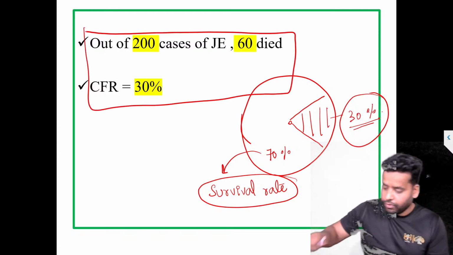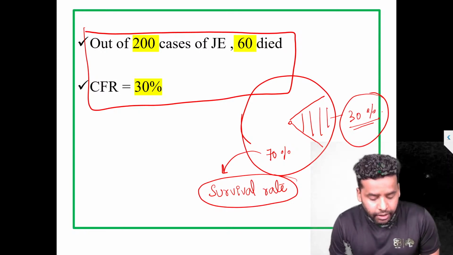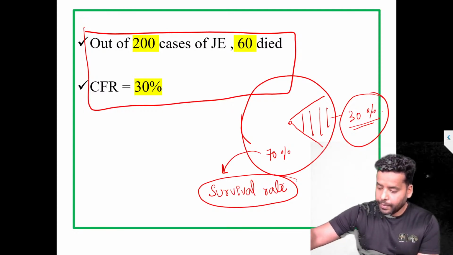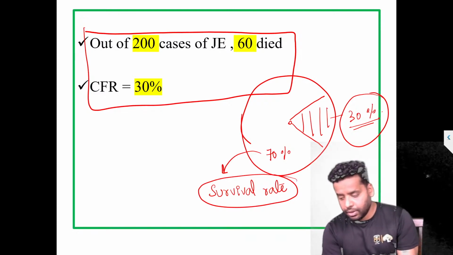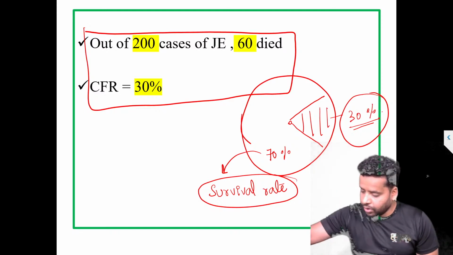Tell me true or false. Case fatality rates can indicate severity of a disease. True or false. Killing power of a disease. True or false. Very good.